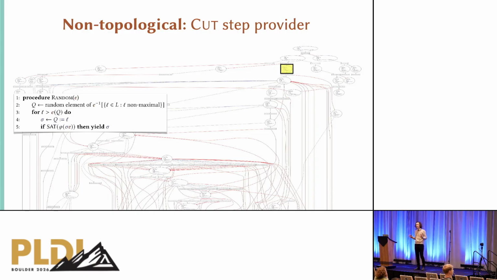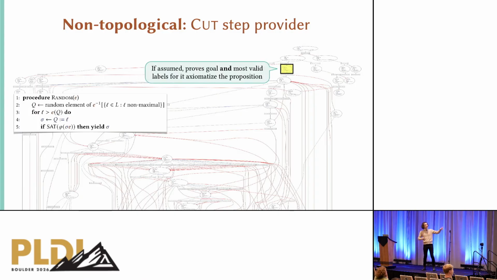And there's essentially no way that you could know this just by looking at this visualization. But by special, I mean that if it's assumed, then the goal is going to be proven, and most valid labels for this particular proposition actually happen to axiomatize that proposition. So all else being equal, if we were to show this proposition to the user, there's a very high probability that the interactive session would actually end right there and we'd be done. And so perhaps this is a proposition that we would want to show to the user.